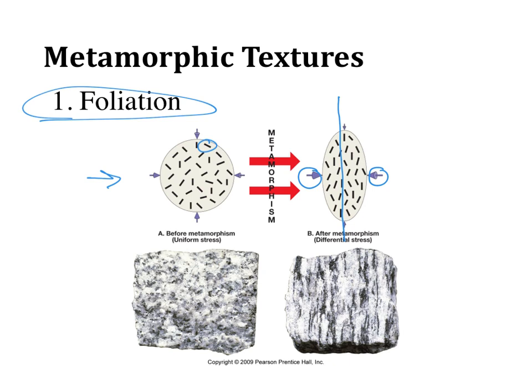This is what the rock looked like. So here we have basically just randomly oriented minerals. And then after the directed pressure, which came from these two sides, we have the alignment of the minerals, the foliation, that is perpendicular to that directed pressure.